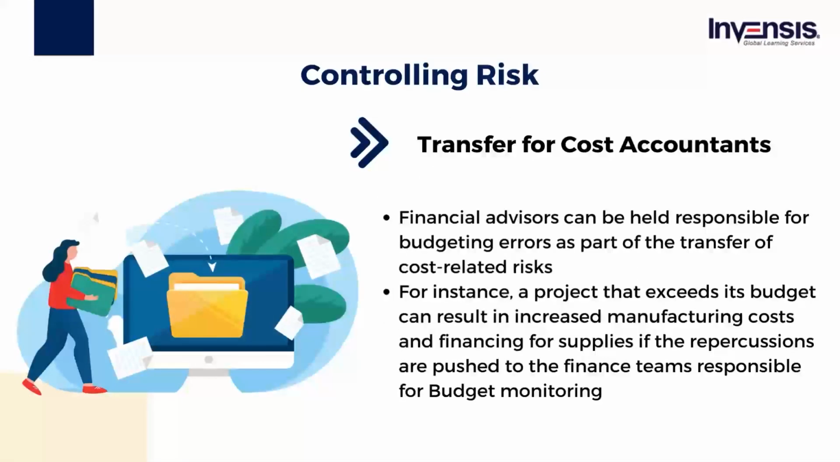Third is the transfer for cost accountants. Financial advisors can be held responsible for budgeting errors as part of the transfer of cost-related risks. For instance, a project that exceeds its budget can result in increased manufacturing costs and financing for supplies if the repercussions are pushed to the finance teams responsible for budget monitoring. Production managers and team members can concentrate on their jobs while the finance team addresses cost issues.